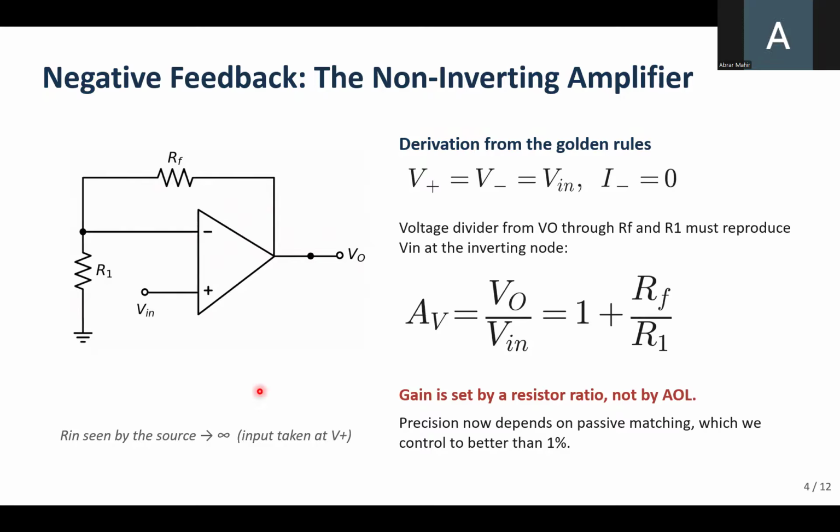That's how we saw in the previous graph that changes in the differential input cause an output voltage swing. Since there is no current entering the negative terminal, RF and R1 create an unloaded voltage divider, such that V minus equals V naught multiplied by R1 divided by R1 plus RF. I apologize for my poor handwriting.